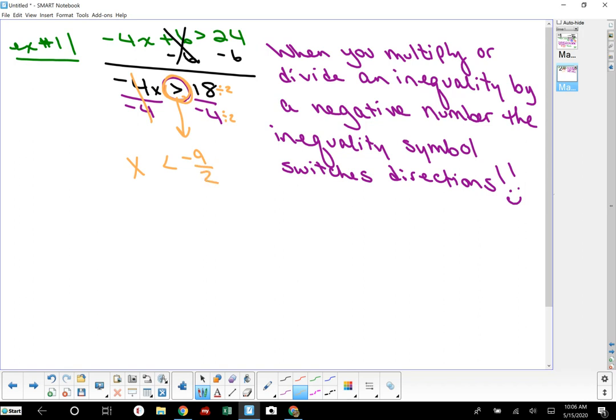Okay? And we've talked about how to put these answers into Varsity. You would actually type this into Varsity. But when you put it on a number line, you need to know what that value is. And -9/2, you can put it in a calculator, or how many times does 2 go into 9? Well, that happens 4 times. So this is -4.5.